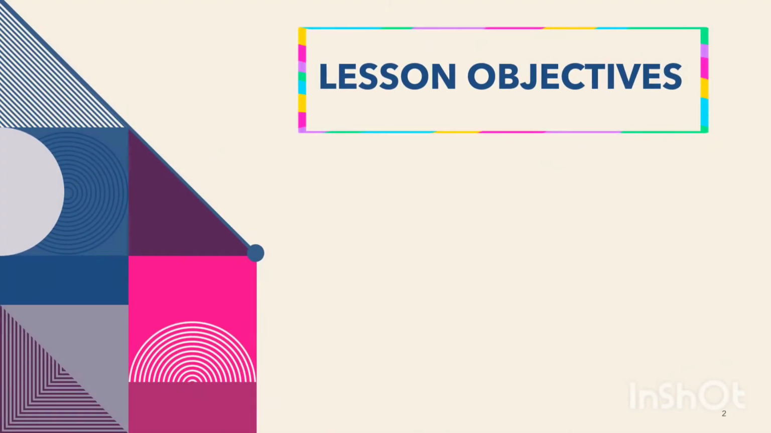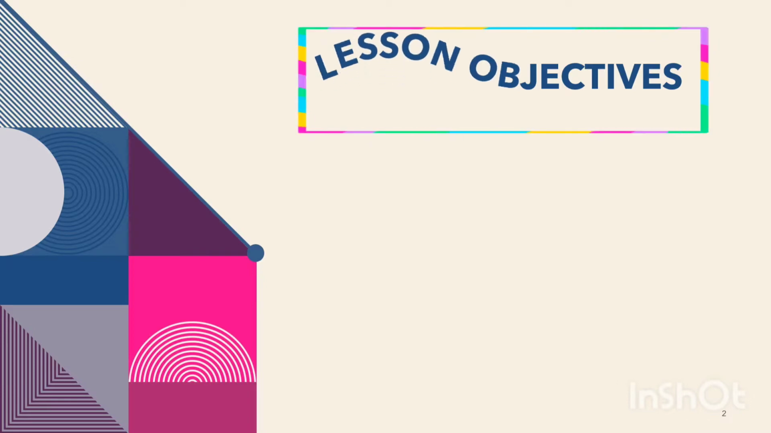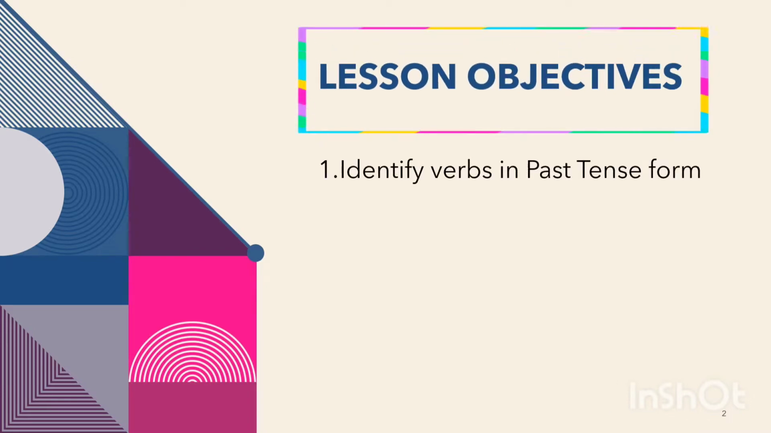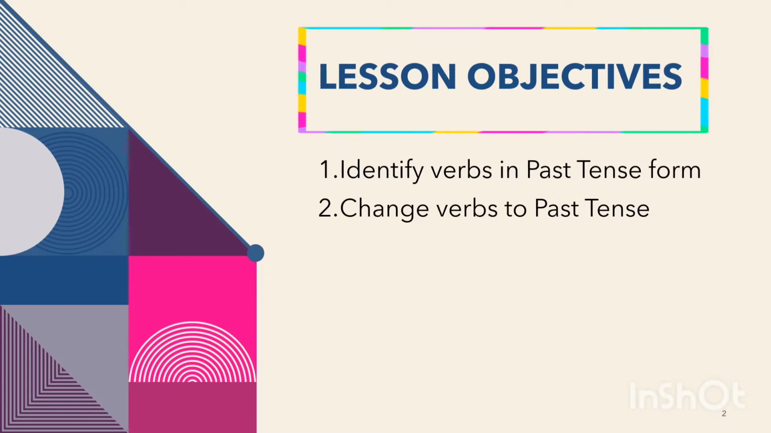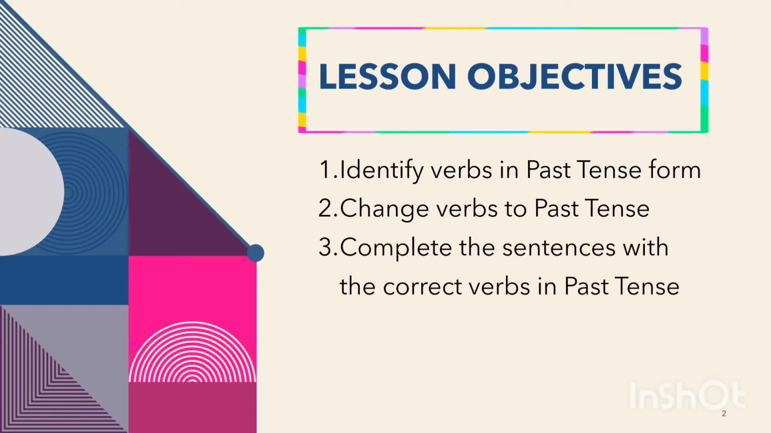The lesson objectives. By the end of the lesson, pupils should be able to identify verbs in past tense form, change verbs to past tense, and complete the sentences with the correct verbs in past tense.